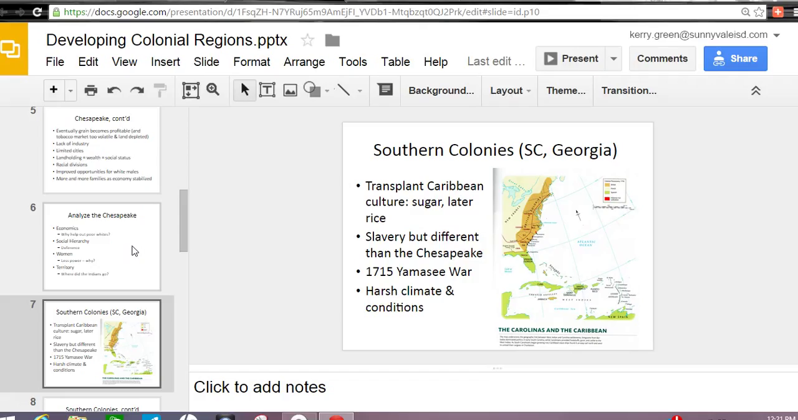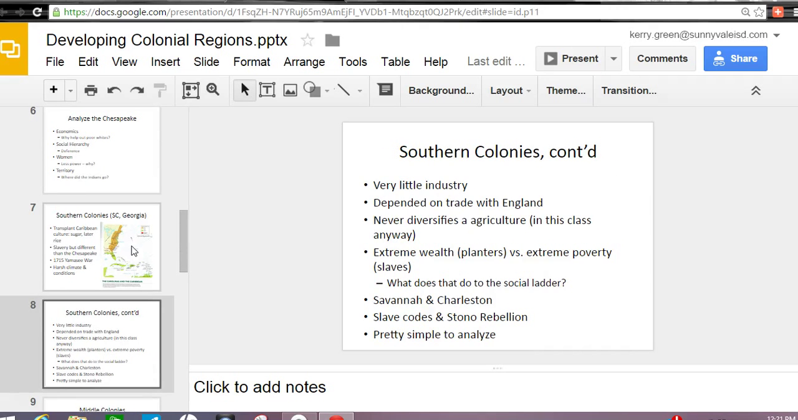So just kind of keep that in mind, and understand that when I say they transplant the Caribbean culture, they really and truly do, to the point that they use slave codes, for instance, which I'll get to here in a second. The southern colonies have less industry than the Chesapeake, if that's remotely possible. They are completely dependent on trade with England, because all they produce is raw materials. They produce sugar and rice, and that's it, right? And so everything has to come from either England or from New England, which is often coming directly from England.